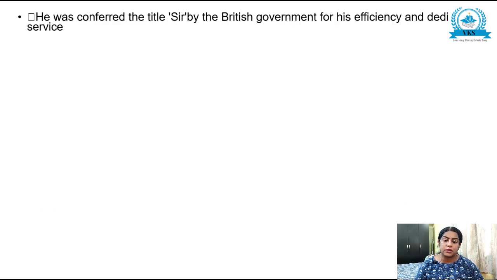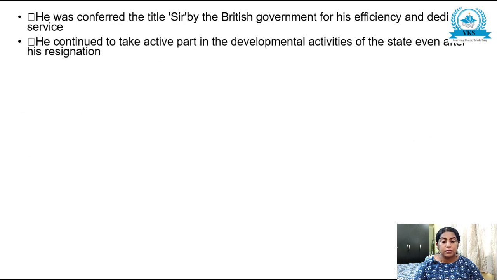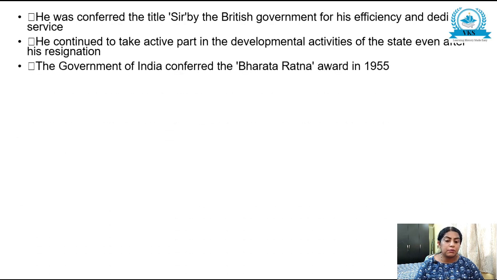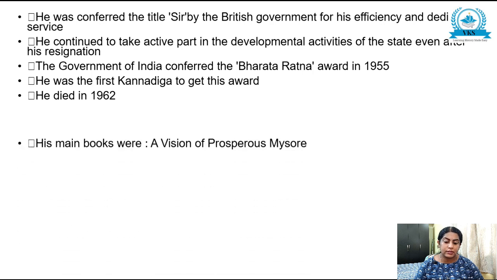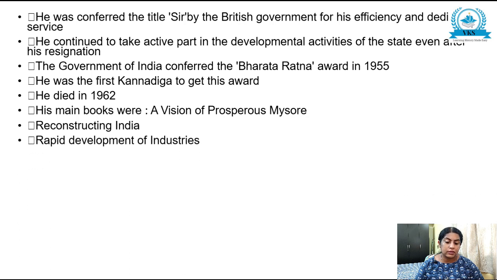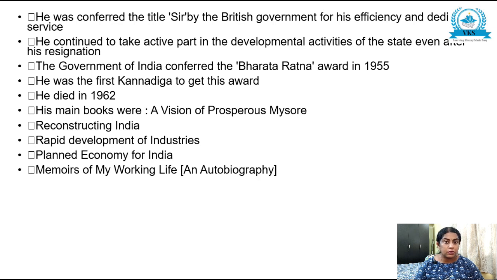Now as a conclusion you can write, he was conferred the title Sir by the British government for his efficiency and dedicated service. He continued to take active part in the developmental activities of the state even after his resignation. The Government of India conferred the Bharat Ratna award in 1955 and he was the first Kannadiga to receive this award. He died in 1962. His main books were A Vision of Prosperous Mysore, Reconstructing India, Rapid Development of Industries, Planned Economy for India, and his autobiography, that is Memoirs of My Working Life.